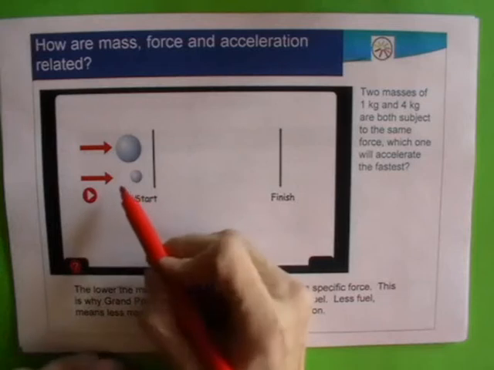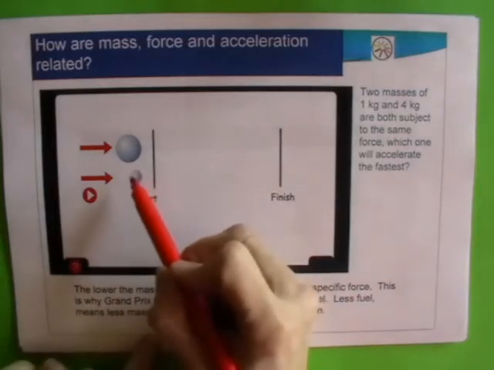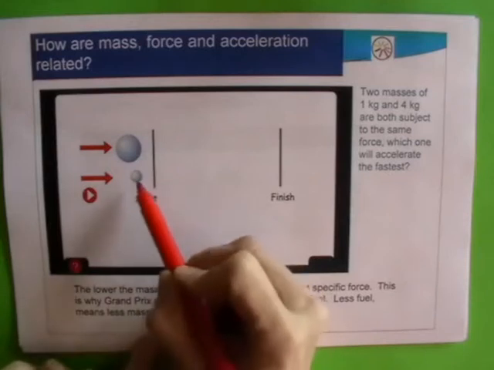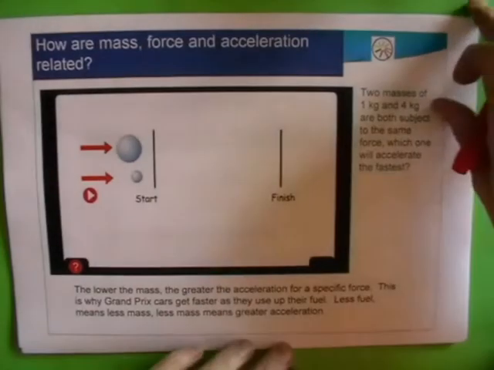You know yourself, if you had to push something or kick something, that the smaller object would be much, much easier to move faster. And so the answer to that is the one with the smaller mass. So down here it says, the lower the mass, the greater the acceleration for a specific force. This is why Grand Prix cars get actually faster on the final laps as they use up their fuel. Less fuel means less mass, and less mass means a greater acceleration.